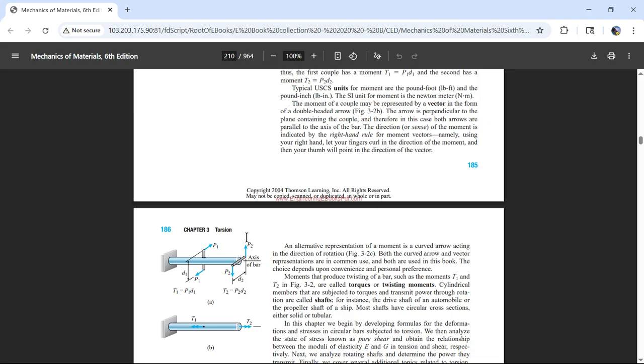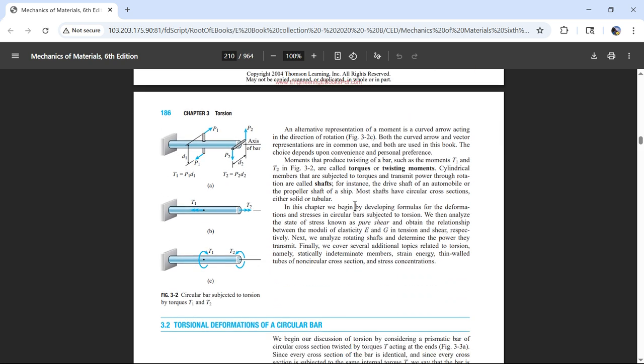Curl the fingers, sweep them up. You can't sweep your fingers backwards. You know what I mean? You're not back slapping this force. You're curling your palm in the direction of this force. And so my thumb's going to be that direction. And then your thumb will be pointed in the direction of the vector. Man, we're almost through this.